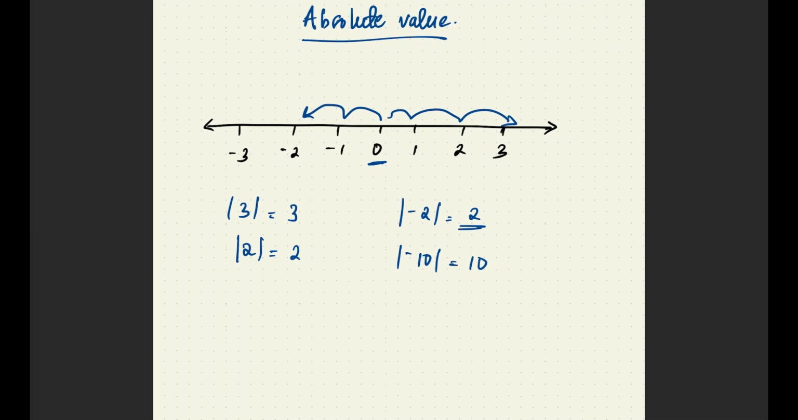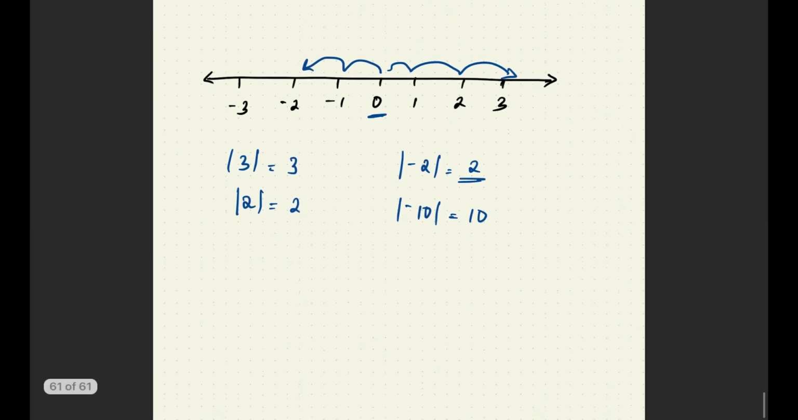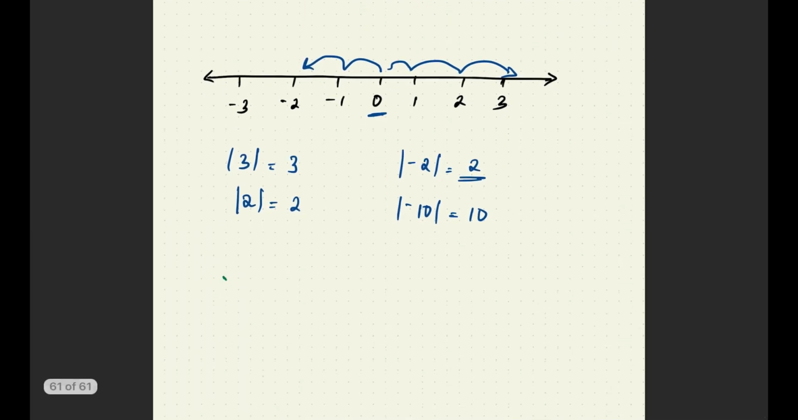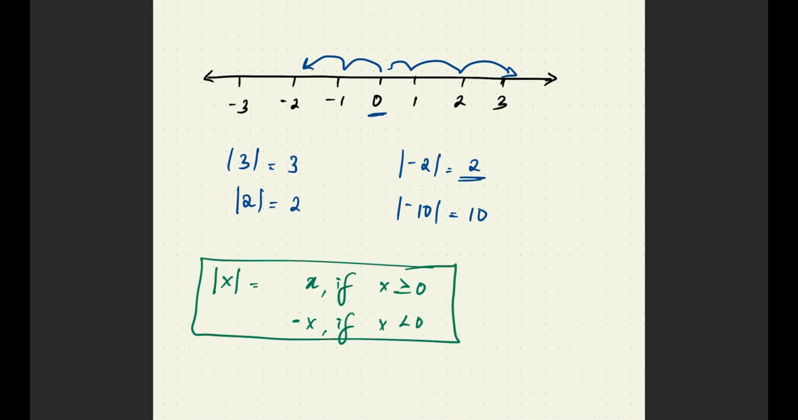As you may have noticed, the absolute value of any given number is just getting rid of the negative sign. But there is a more general definition of the absolute value, which is very important for you to know. We say that the absolute value of a given term x is equal to x if x is greater than or equal to 0, or it's equal to minus x if x is less than 0. This might not be pretty obvious to understand at first, but we'll go over a couple of examples just so that this makes more sense.